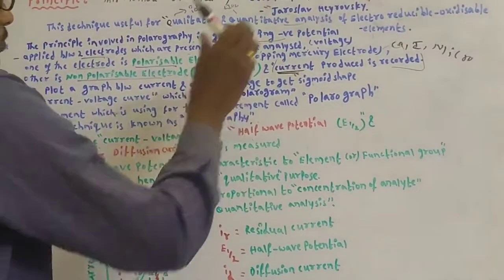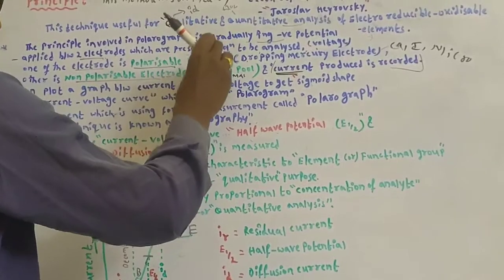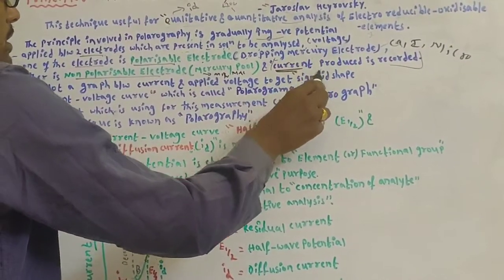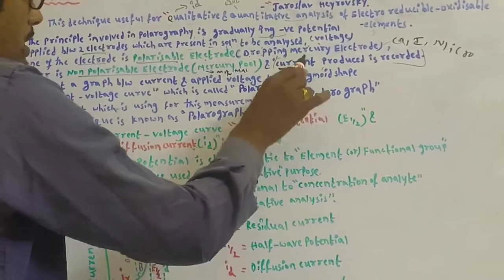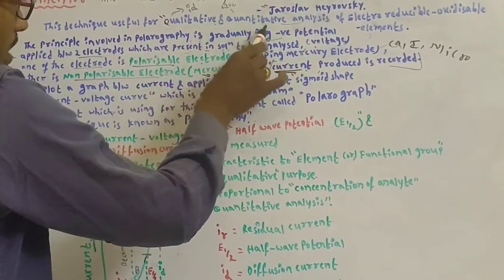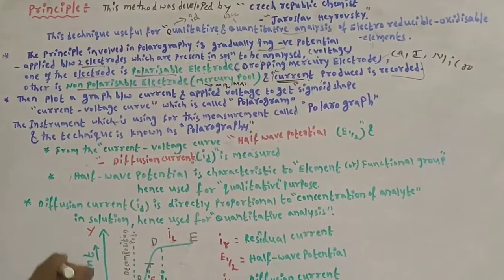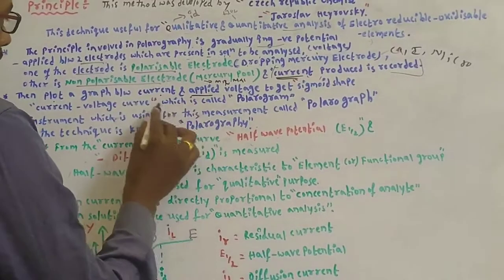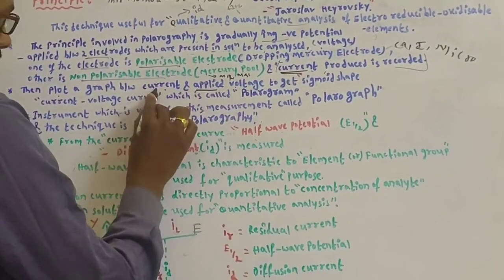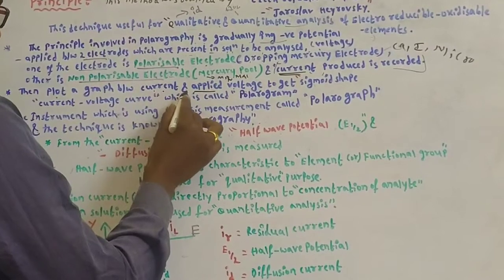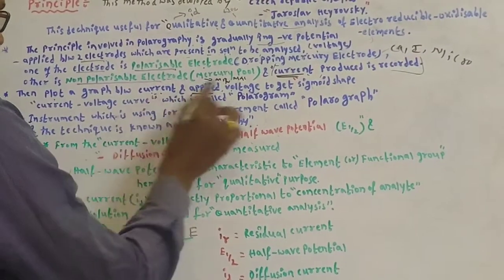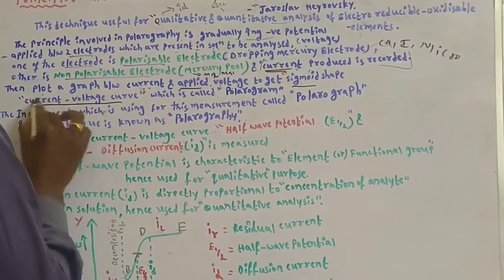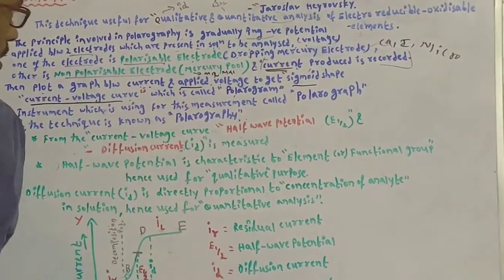While applying voltage between these two electrodes present in the solution, current will be produced in the solution. The current has to be measured. It gives information about qualitative as well as quantitative analysis. Then plot a graph between current and applied voltage. As the voltage increases, current is produced. Plotting applied voltage versus current gives a sigmoid shape current voltage curve, which is called a polarogram.